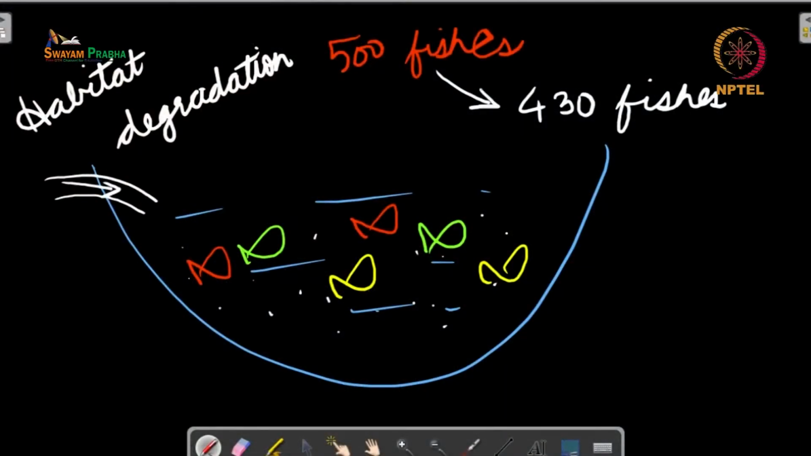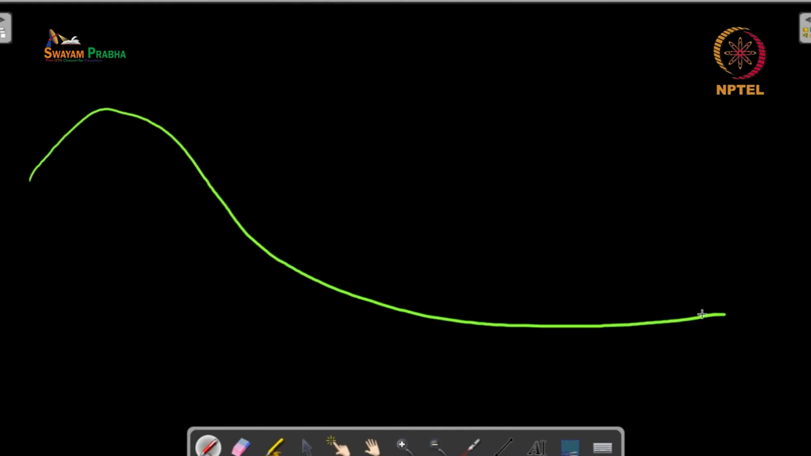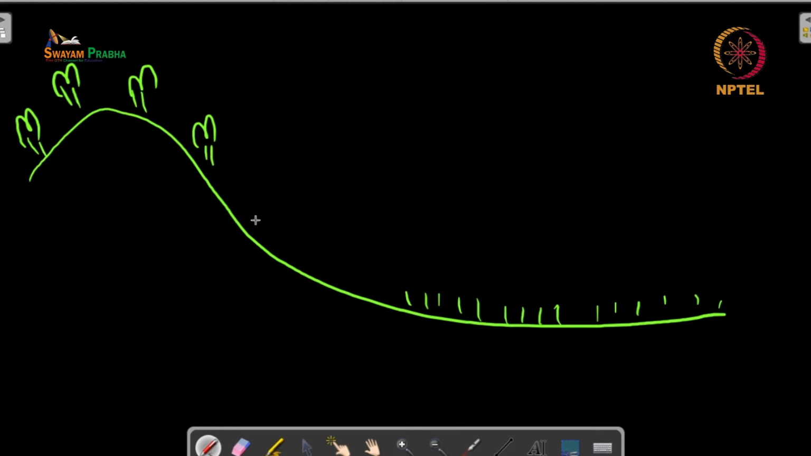Also, in certain cases, we are observing habitat displacement. Now, habitat displacement means that if you consider, say, a hilly area and a plain area, in the plain area you will have lots of grasses, and in the hilly area you will probably have lots of trees. Now, there are a large number of animals that require both of these, because the trees provide them with cover, that is, protection, and the grasses provide them with food.